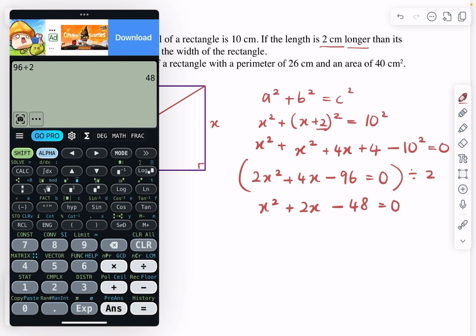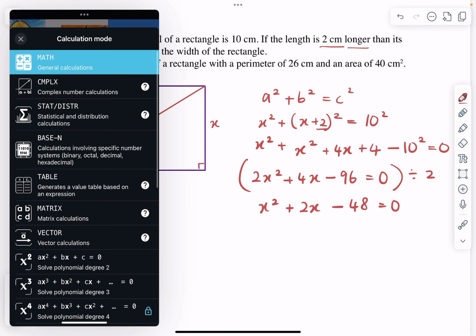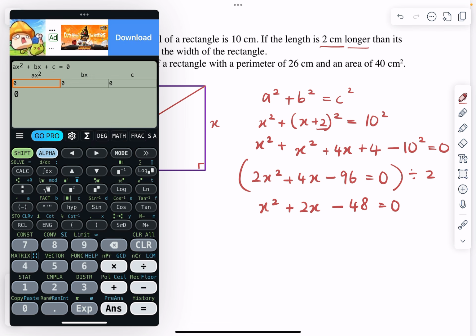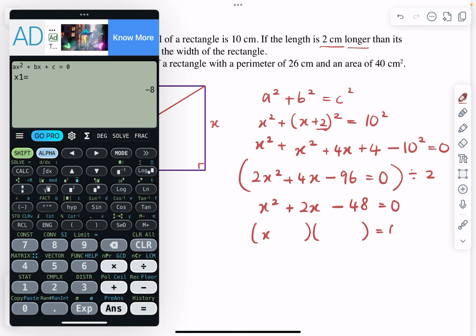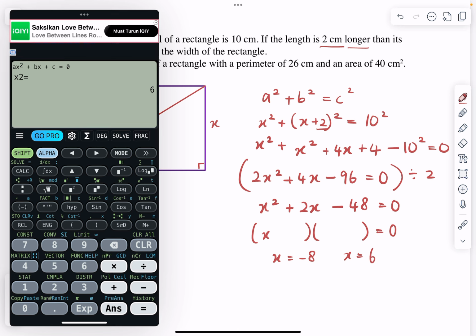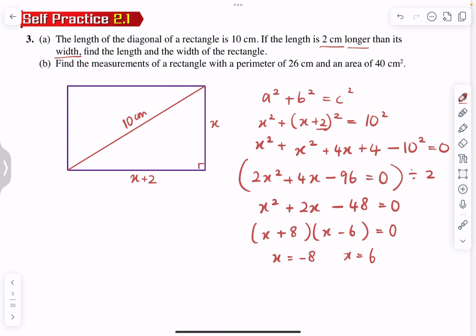Then we can try to factorize. So you open this up. X squared, so we just write 1 there. 2x and negative 48. So our x is negative 8 and x is also 6. So put it in the bracket. This will become x plus 8 and x minus 6. Okay, so we cannot stop there. We need to find the length and the width of the rectangle. So if we know, okay, continue here.